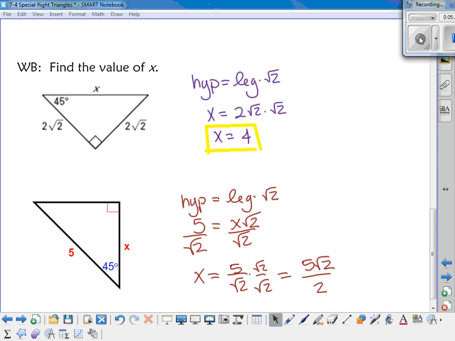All right, so for this one, we had the hypotenuse equals the leg times root 2, so 5 equals x root 2. Divide out the root 2 on both sides, and we get 5 over root 2. Can't leave a radical on the bottom, multiply by root 2 over root 2. And so then the final answer would be 5 root 2 over 2.